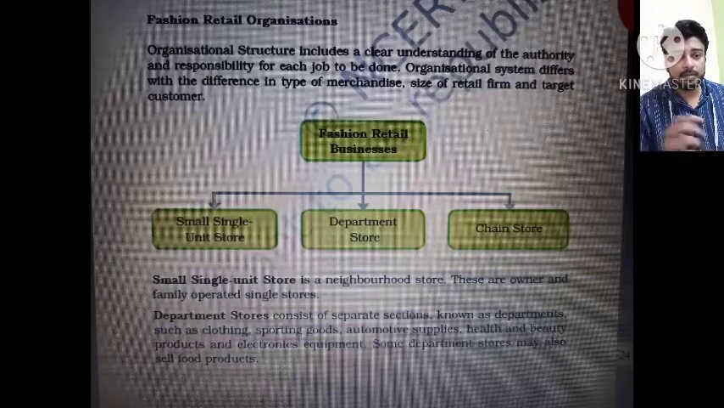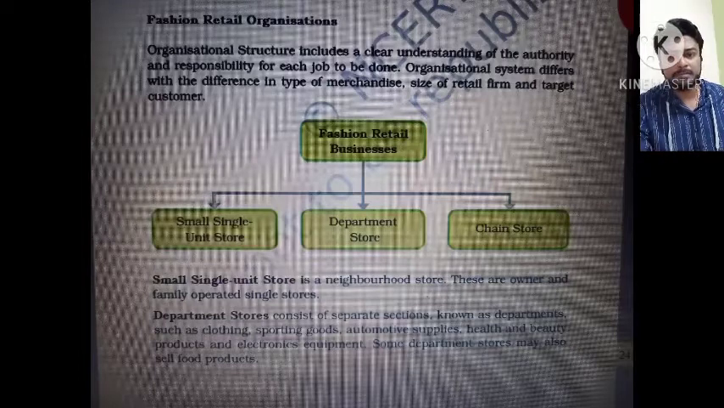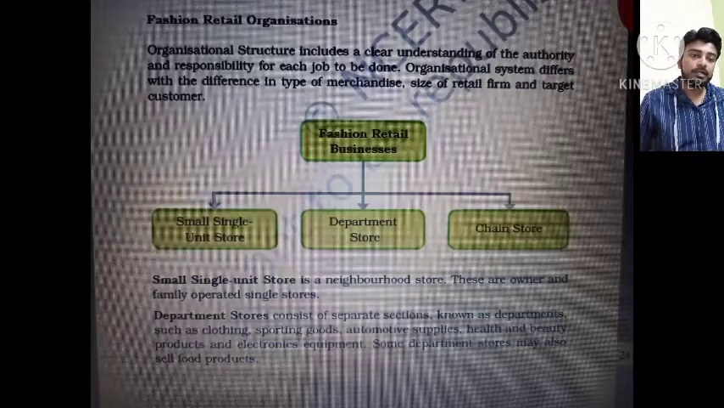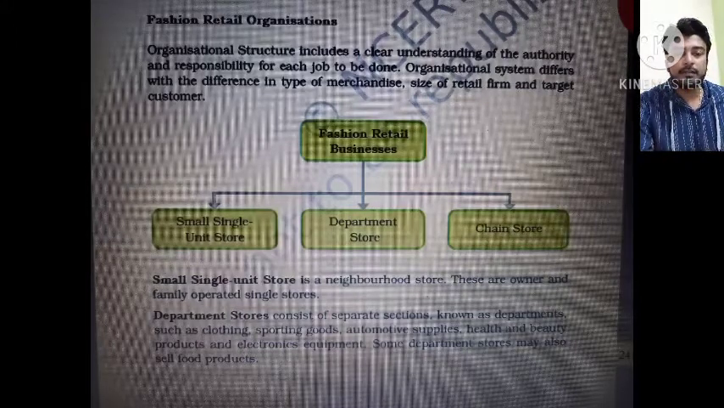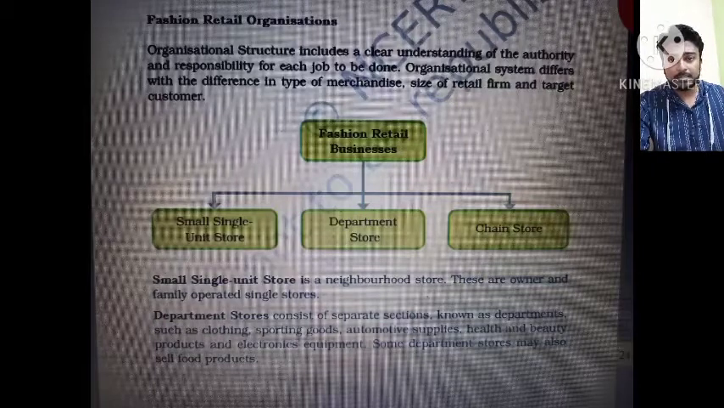A department store is a large mall-type thing. It consists of separate sections known as departments, such as clothing, sporting goods, automobile supplies, health and beauty products, and electronics equipment. Sometimes a food corner or food court is also there. So some department stores may also sell food products, as I told you. So these are the different departments. Suppose you go to Big Bazaar or any kind of mall, so these are the different department stores.